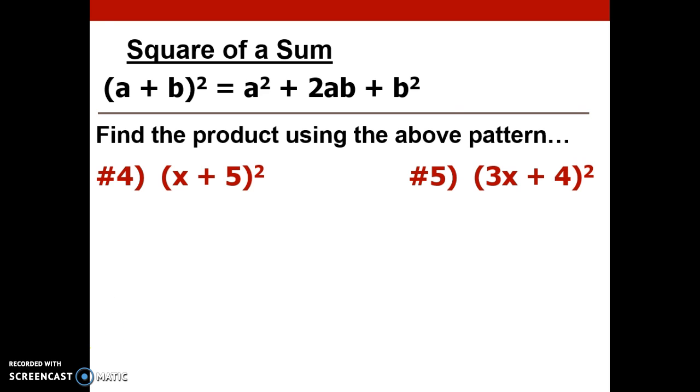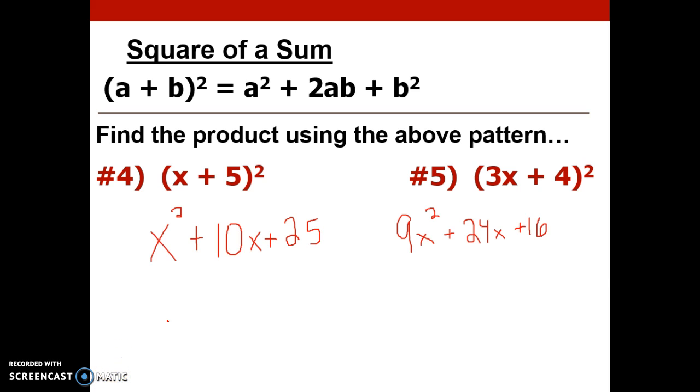Go ahead and pause the video for a moment, try these, and then come back and see how you did. All right, if you went ahead and you tried these two, this is what you should have gotten for each one. X squared plus 10x plus 25, that one's pretty similar to the ones we just did. The middle term, 5 times 2 gives us that 10. And then the last term, 5 squared gives us that 25.